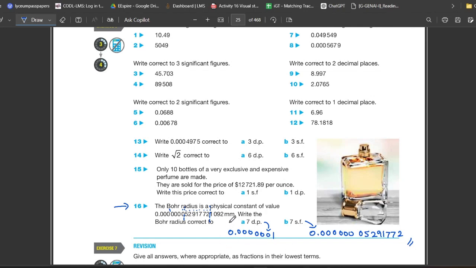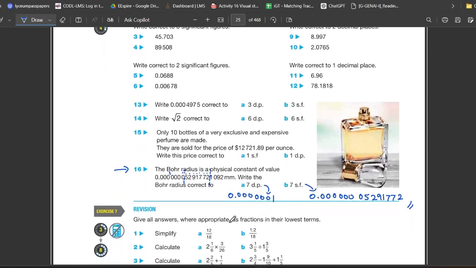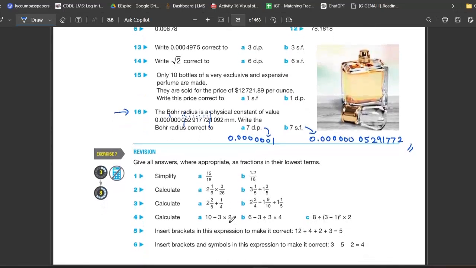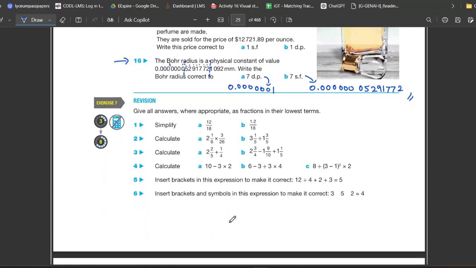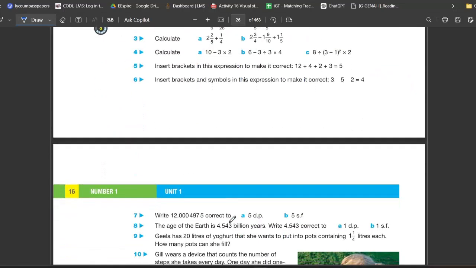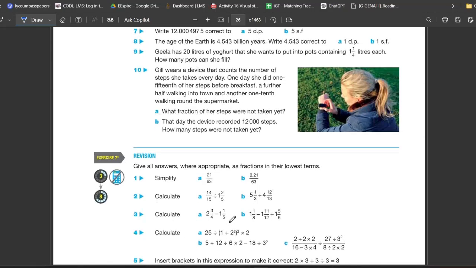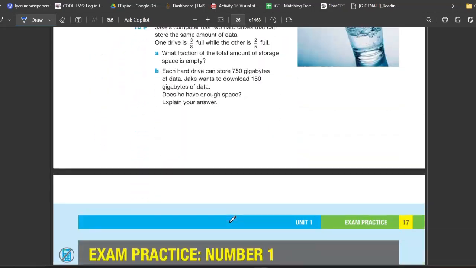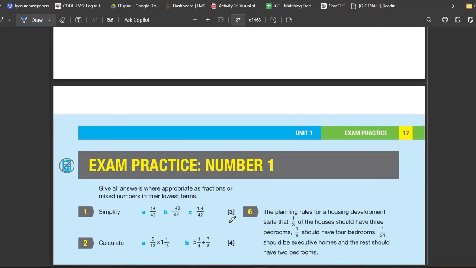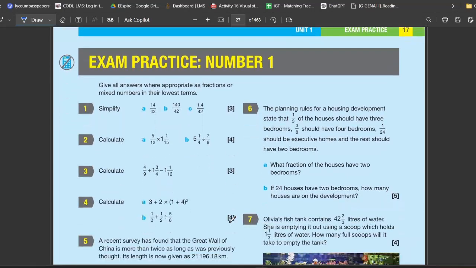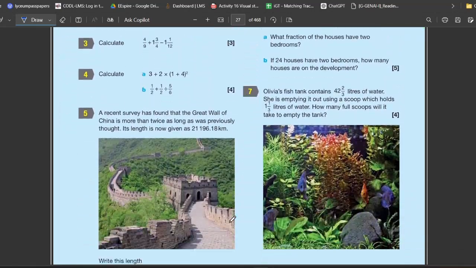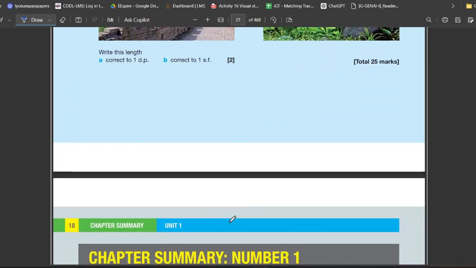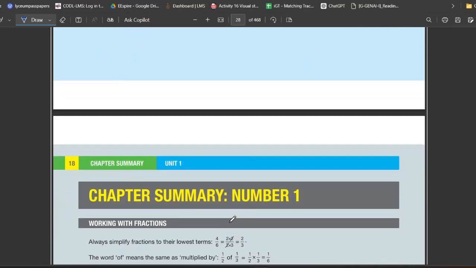In exercise 7, you have revision questions starting from the beginning of this lesson. Do it yourself and check with the calculator. There are more revision questions for yourself, and after that, exam practice for this entire lesson. So do it yourself and check with the calculator.